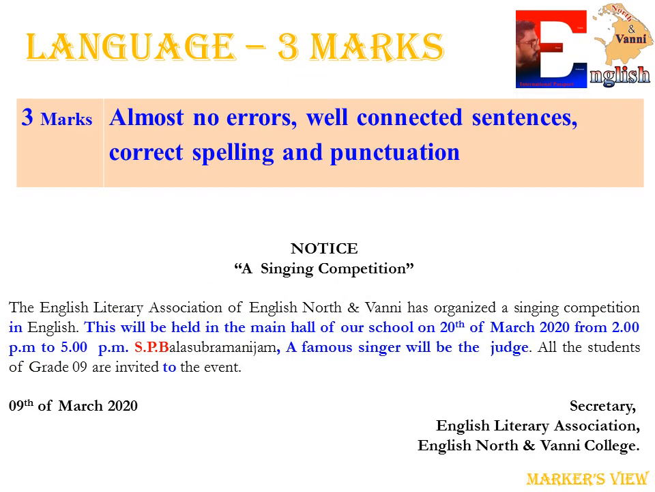Another area which provides us 3 marks is language. Under language, if you want to score 3 marks, you should have almost no errors in your answer, and well-connected sentences. You are not going to submit your answer with simple sentences. You should make them complex with the help of conjunctions, clauses, prepositions and so on. Then correct spelling and punctuation, in other words the mechanics of writing: commas, full stops, capitalization, even the first letter of a name in capitals. These should be considered under the language 3 marks. That is the marker's view.